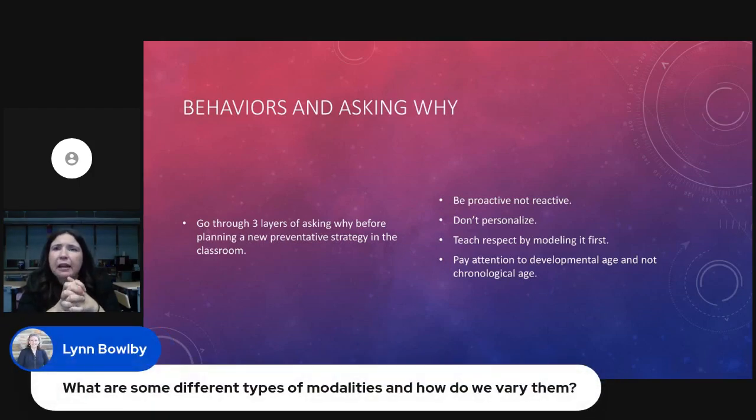What are some different types of modalities and how do you vary them? So think about reading, right? When somebody's silently reading, they are reading visually, but then they're processing inside of their own head. But if they're reading aloud, they have to read with their eyes, they also are hearing, and they're speaking at the same time. So something like reading aloud can be a great one because it's engaging more than one modality at the same time. Other modalities are your senses.